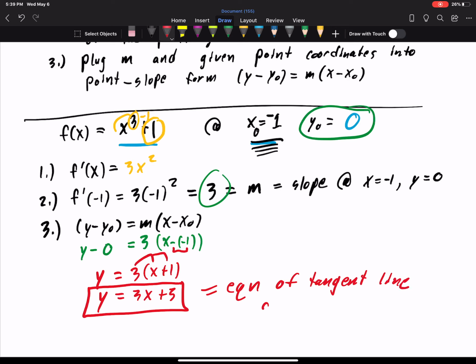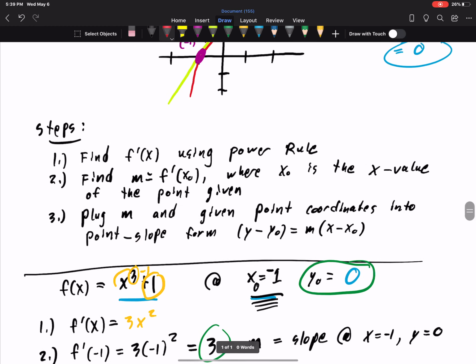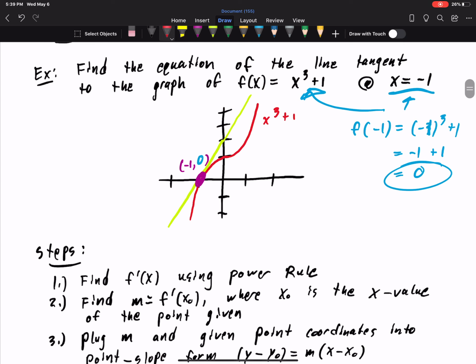This is the equation of the tangent line at the point -1, 0. Namely, it is the equation of our chartreuse line up here at the top. So this is 3x plus 3, and that's equal to y. If I hadn't graphed that so badly, the y-intercept would actually be correct, but you get the point. That is the equation of the line drawn. All right.